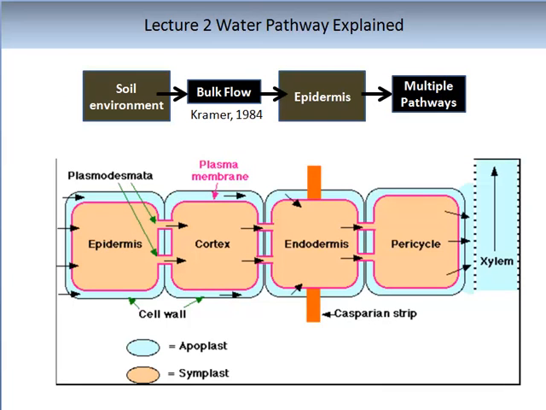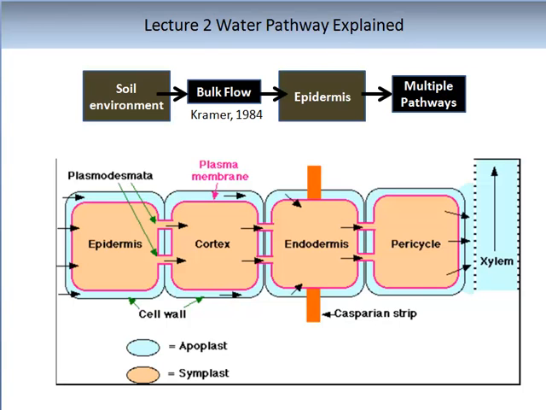So what we've learnt so far is that water that is contained in the soil environment moves through the root hair via bulk flow, and this was shown by Kramer in 1984. It then reaches the epidermis. It is at the point of the epidermis that multiple pathways of water movement through the root can occur. There is the apoplast pathway and the symplast pathway.